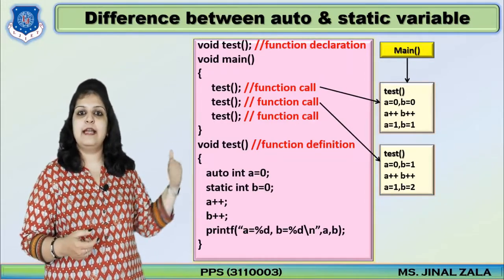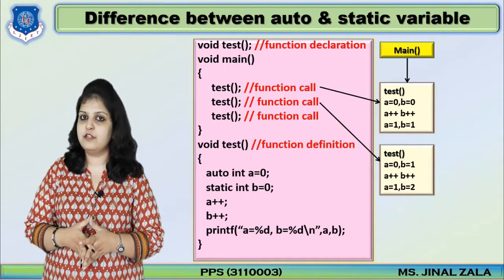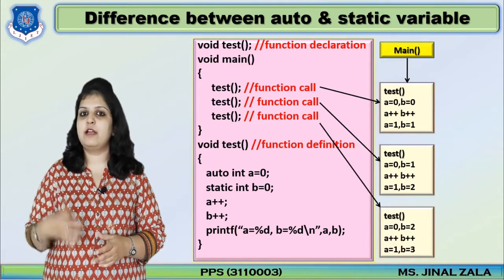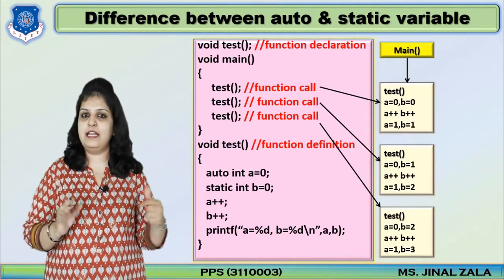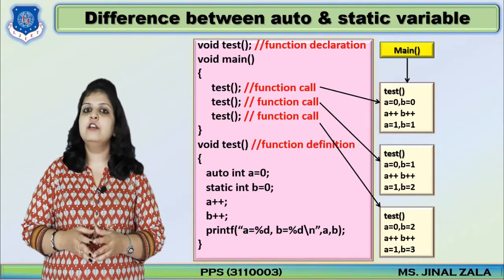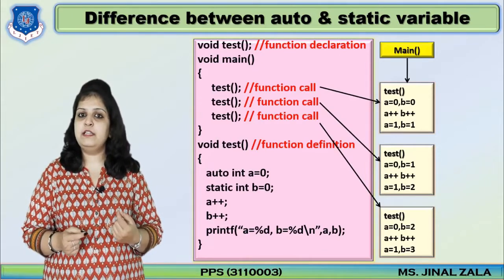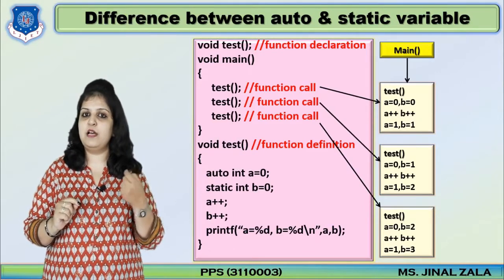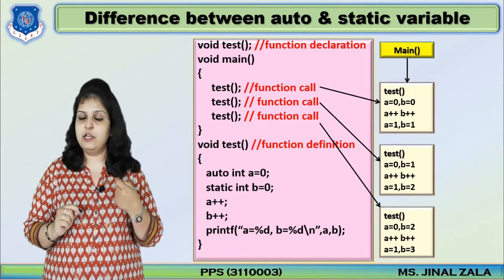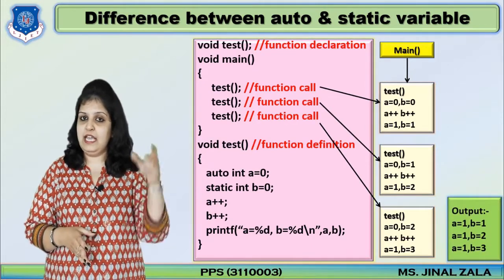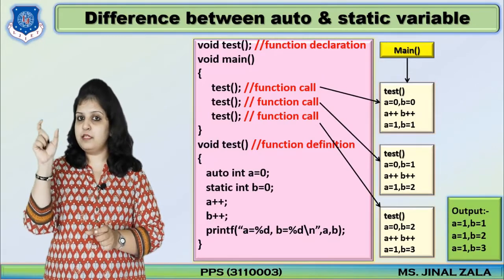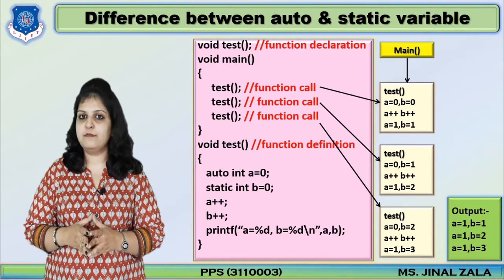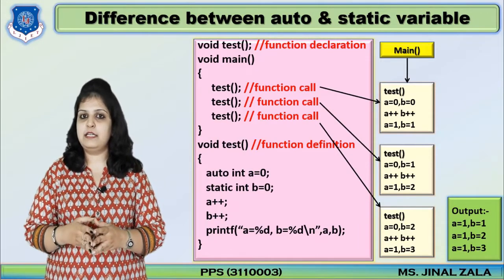Now again move to the next statement. Again we are calling the same function. So again a becomes 0 because it is an automatic variable and every time the value will be destroyed and start with initialization. So again a becomes 1, but b takes the previous updated value which is 2. So b plus plus means 2 plus 1. So b becomes 3 here. So our final output is like a every time 1, but b first time 1, second time 2 and third time 3. So this is the difference between automatic variable and static variable.